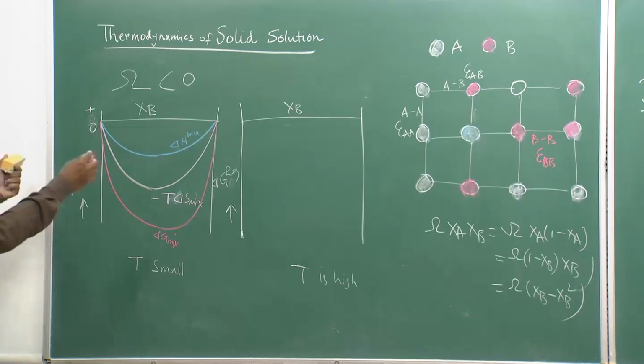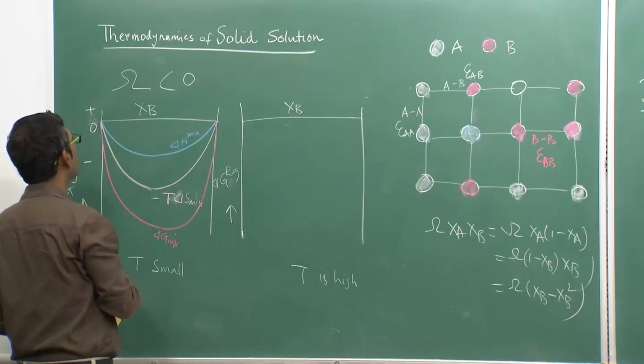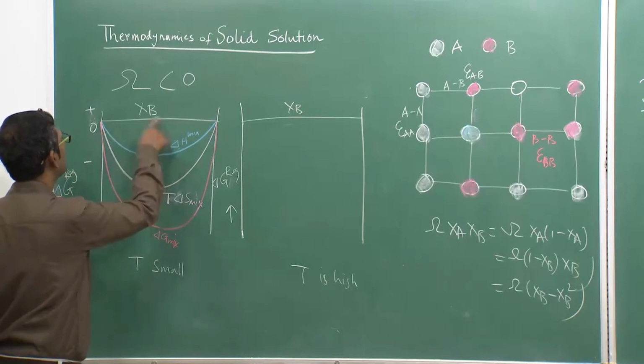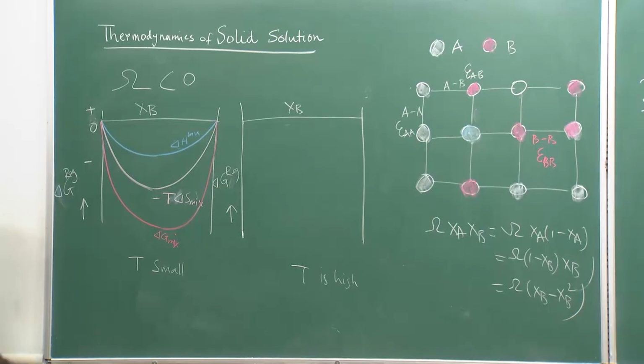So for any value of xB, the solution is perfect. That is what we discussed. When sigma is less than or equal to 0, for any value of xB, any composition from pure A to pure B, the solution will be perfect, the AB bond will be preferred.